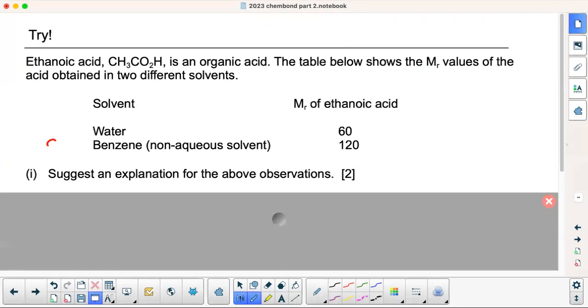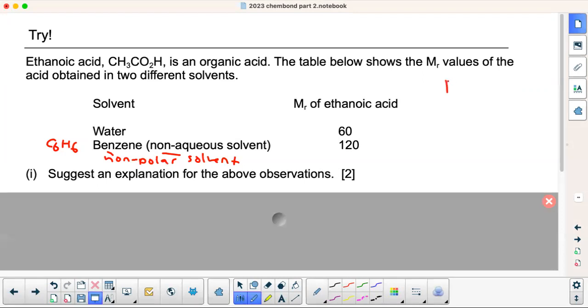Benzene is a compound with the formula C6H6. It's a hydrocarbon. It doesn't like water at all. It's a non-aqueous solvent, or I can say it's a non-polar solvent also. You know, there are two types of solvents, right? It's either polar or non-polar.